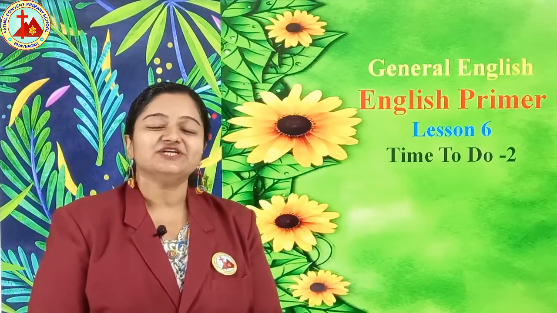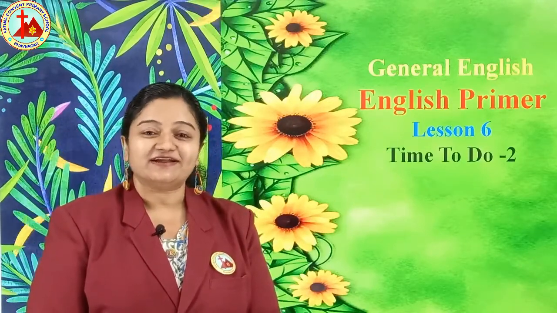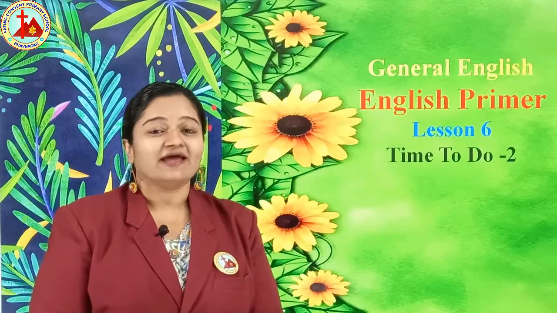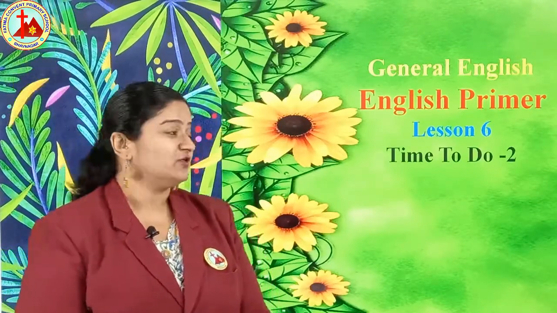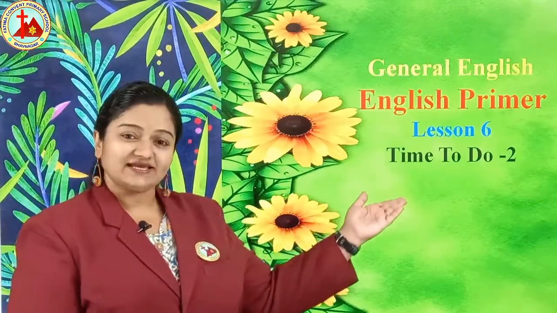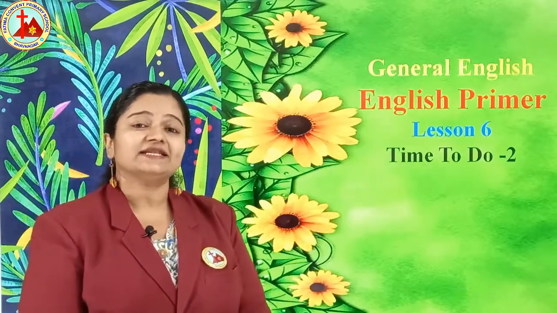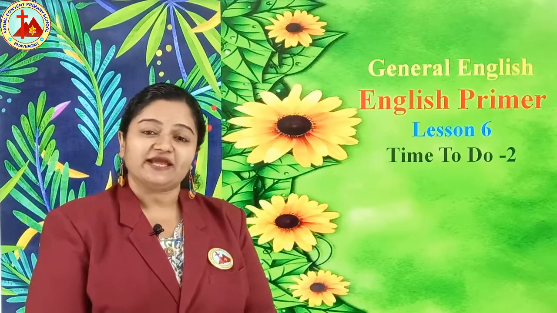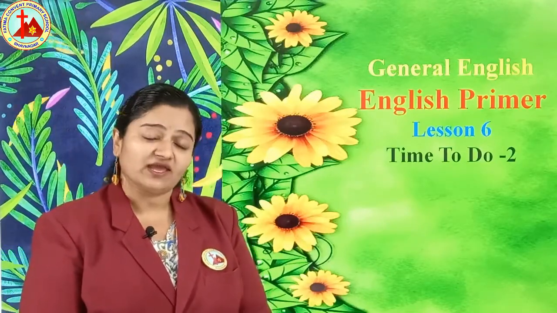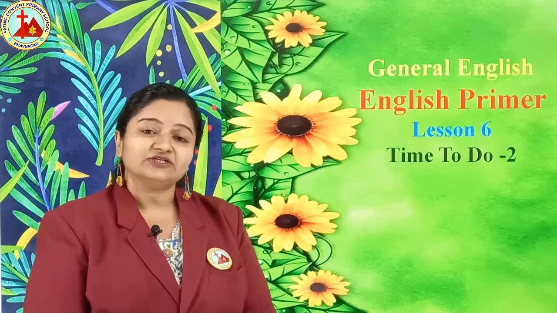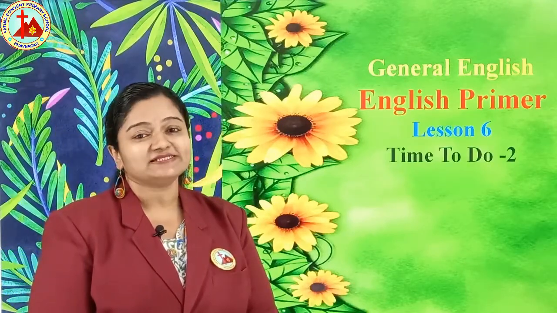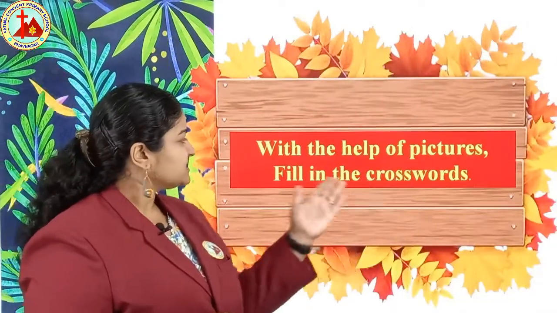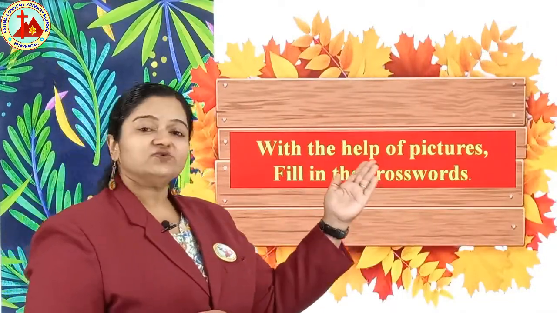Welcome back to Journal English class. Journal English means which book? English Primer. And today we are going to do lesson number 6. In lesson number 6, there is a crossword. So, Miss will explain how to do it. Get your English Primer book, pencil and eraser out. With the help of pictures, fill in the crossword.